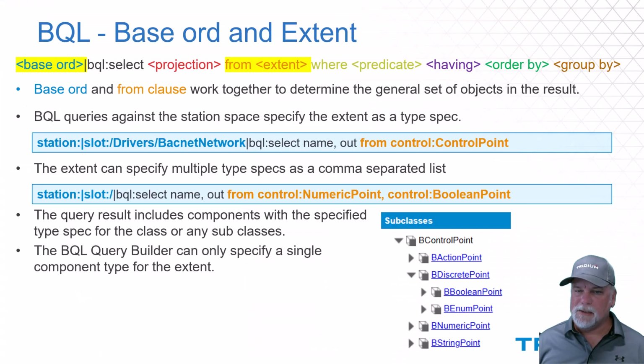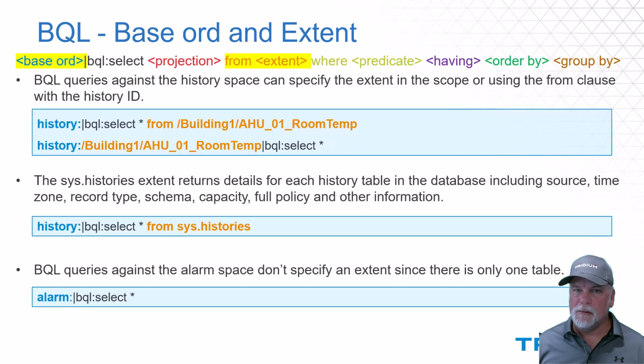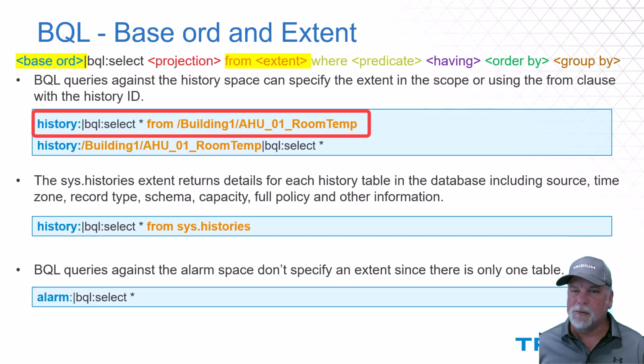Now, let's talk about the extent for histories and for alarms. When we're using BQL queries for histories, you're going to see that there are really two syntaxes that we can support. One uses the keyword from, so we're going to set the base ORD to history, and then the keyword from will specify the history ID that we want to query from.